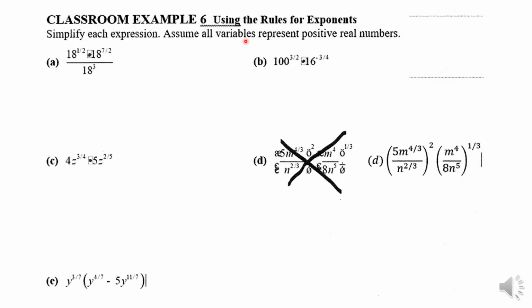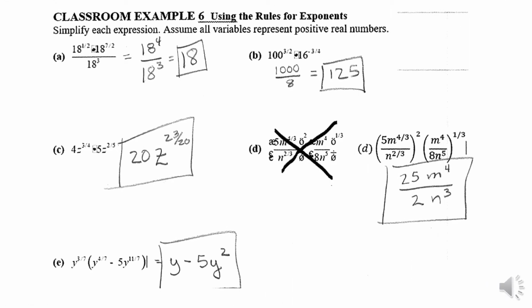Classroom example 6 uses these rules of exponents to simplify each expression. As always, any variables are positive real numbers, so we don't have to worry about zero in the denominator. Let's see how you do. Here are the answers I got, and you should get answers like these.